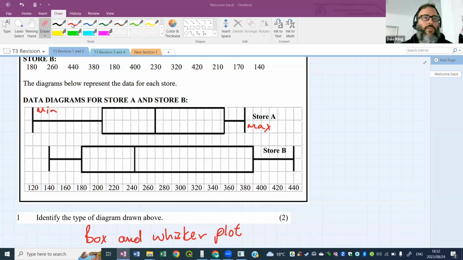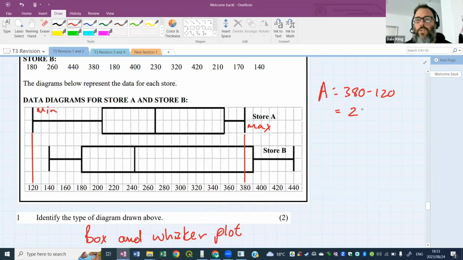All right. Let's not dilly-dally. Let's just quickly get it done here. I'm going to draw it right into the diagram. So in store A, we find the minimum, which is 120 and the maximum of 380. So we have 380 minus 120. We're determining the range. This gives us, if I'm not mistaken, you guys can check, 260.